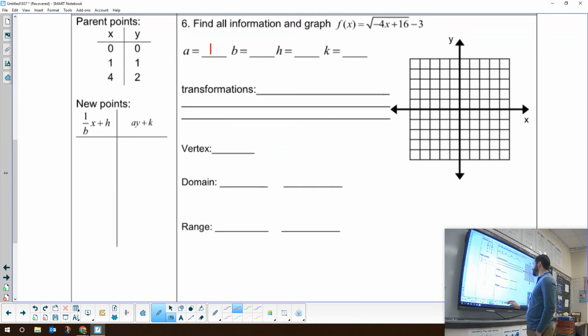Your B is really trippy on this one. My B is going to be -4. Okay? So my B is -4. My H is going to be -16 because it's a liar. And my K is going to be -3. Okay? Okay, so let's think this guy through here.